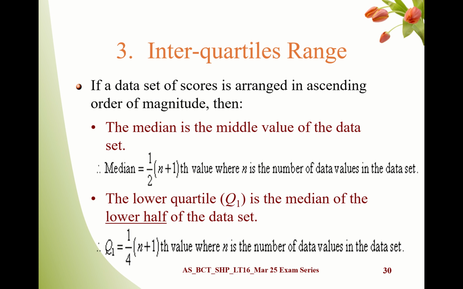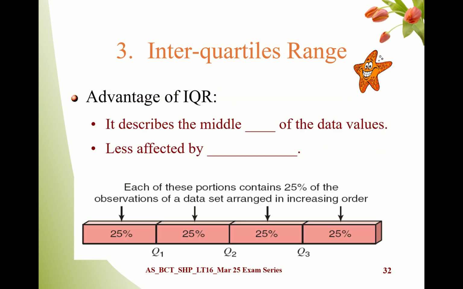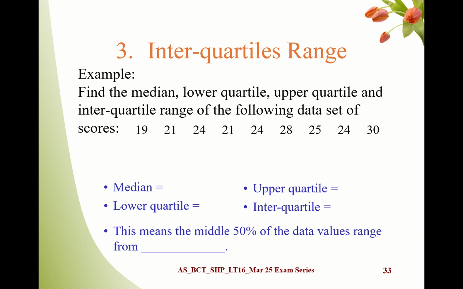Okay, interquartile range. This one is based on the median, and then you calculate the interquartile range. Don't worry so much about this, let's go later to the calculation. So it describes the middle 50% of the data values. And as mentioned just now, since interquartile is based on median, right? So it's not affected by outliers.